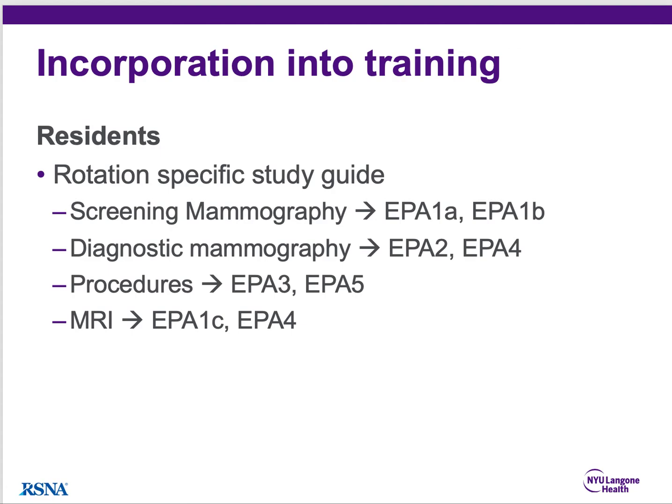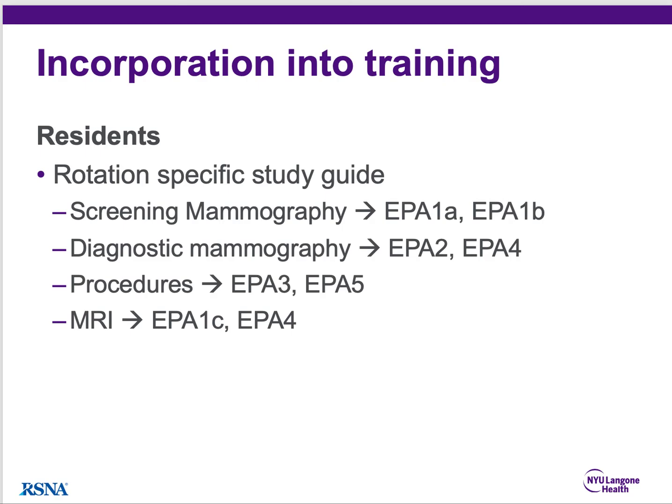One way is by assigning specific EPAs based on the rotation which trainees are on. So if a trainee is on screening mammography, they can review EPA 1A and B, which covers screening mammography and screening ultrasound. If they're on diagnostic imaging, they can review EPA 2, which covers recalls and the workup of symptomatic patients, as well as EPA 4, which deals with the workup and management of patients with current and past breast cancer. On procedures, they can review EPA number 3, which deals with ultrasound, stereotactic, and MRI-guided biopsies, as well as EPA 5, which deals with pre-surgical localization.